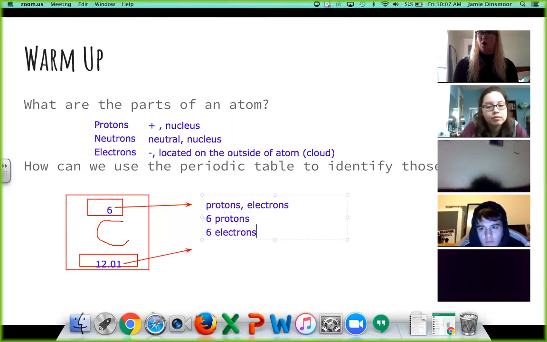If it was charged, which is rare, carbon is not usually charged, then we might see 7 electrons, right? If it was a negative charge, we might see 5 electrons if it was positively charged. So just thinking about adding up those positive and negatives together. Then what about the atomic number? What does that tell us?